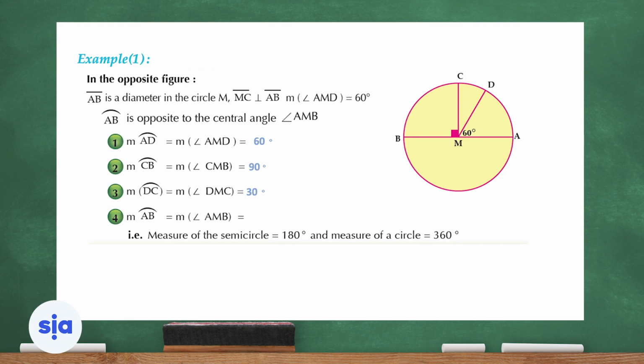The last one, it says, find the measure of arc AB. As you can see, arc AB is a semicircle. The semicircle, its measure is 180 degrees. If you want to do it, the arc AB, its measure is the same as the angle AMB, which is a straight angle. Straight angle is also 180 degrees. Great job, guys.